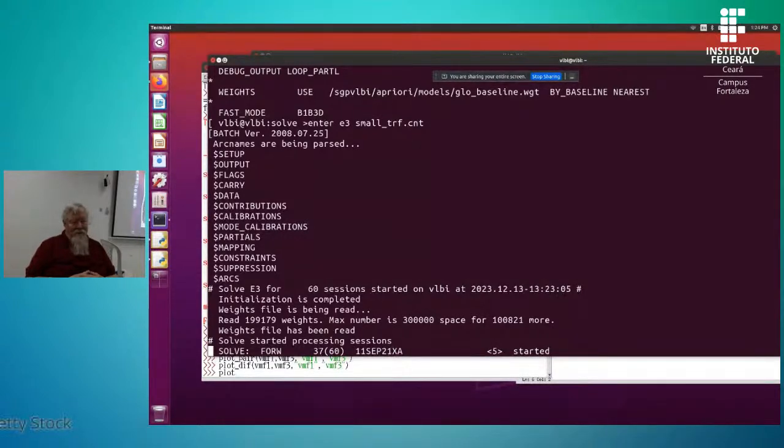So it's enter E1. You could say E1 or E3, space small_trf.cnt.